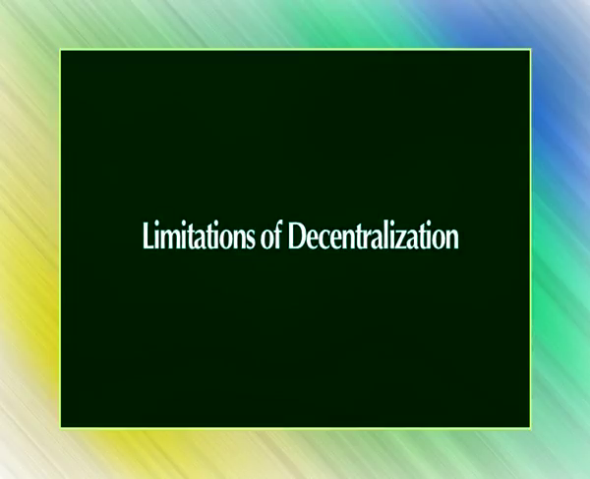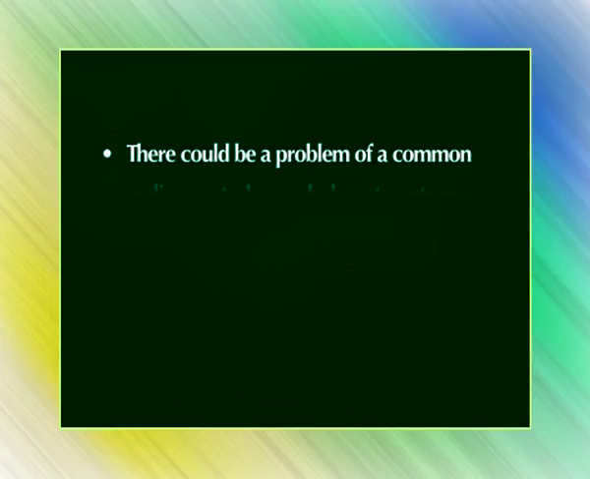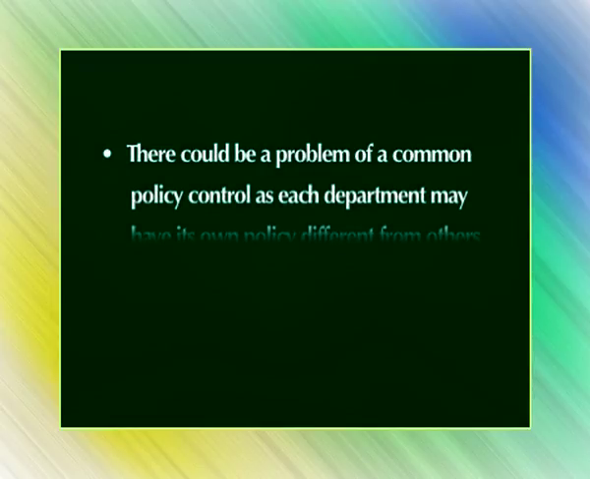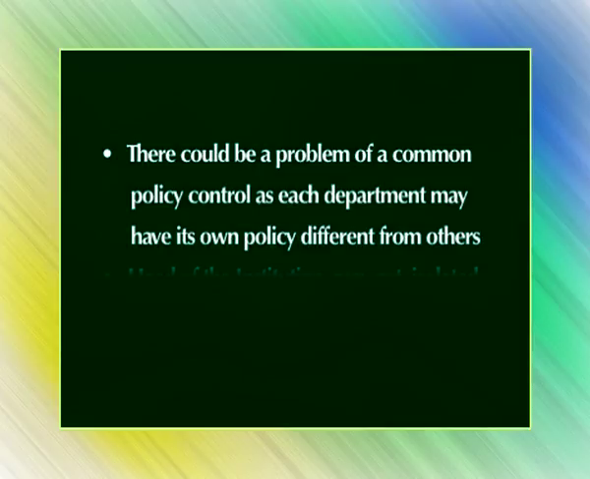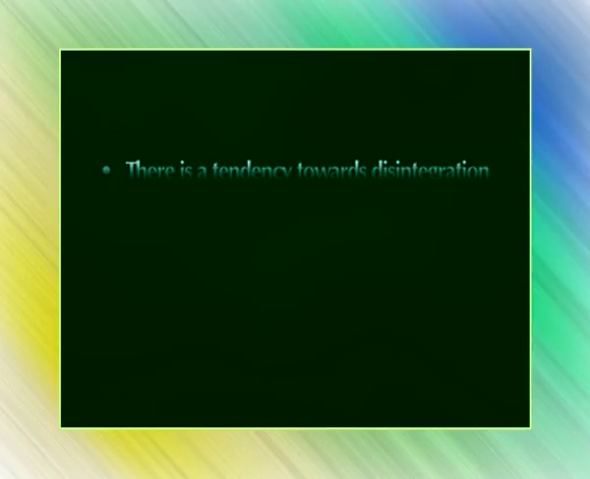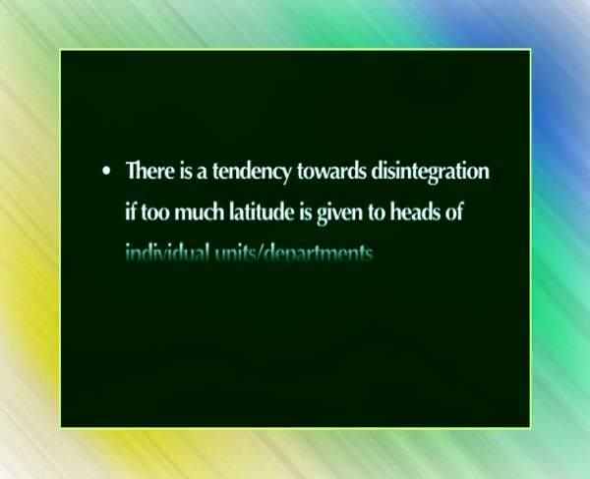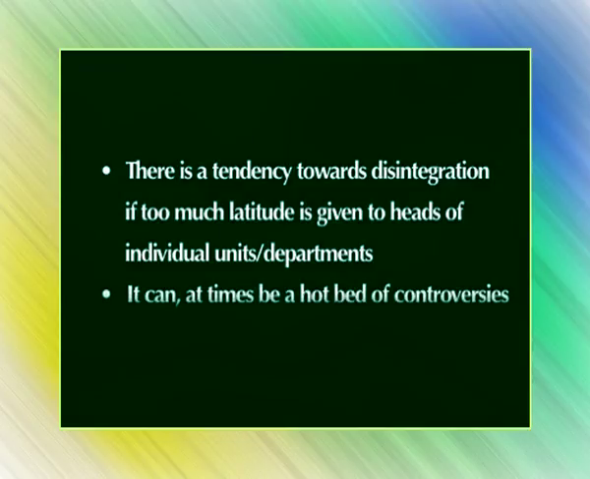Limitations of decentralization. Number 1, there could be a problem of a common policy control, as each department may have its own policy different from others. Number 2, the head of the institution may get isolated from the ground realities. Number 3, there is a tendency towards disintegration if too much latitude is given to the heads of individual units or departments. Number 4, it can at times be a hotbed of controversies.